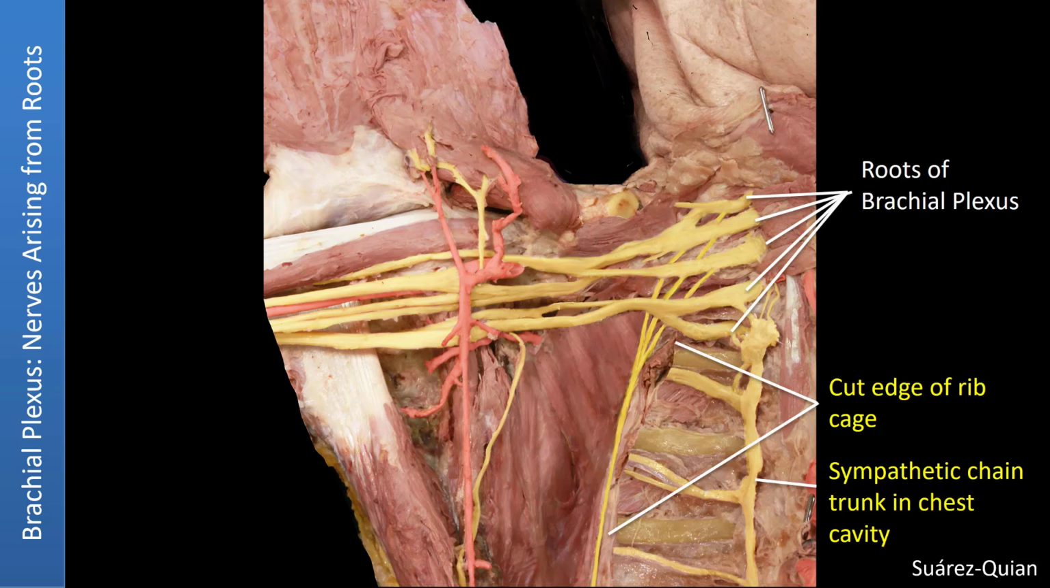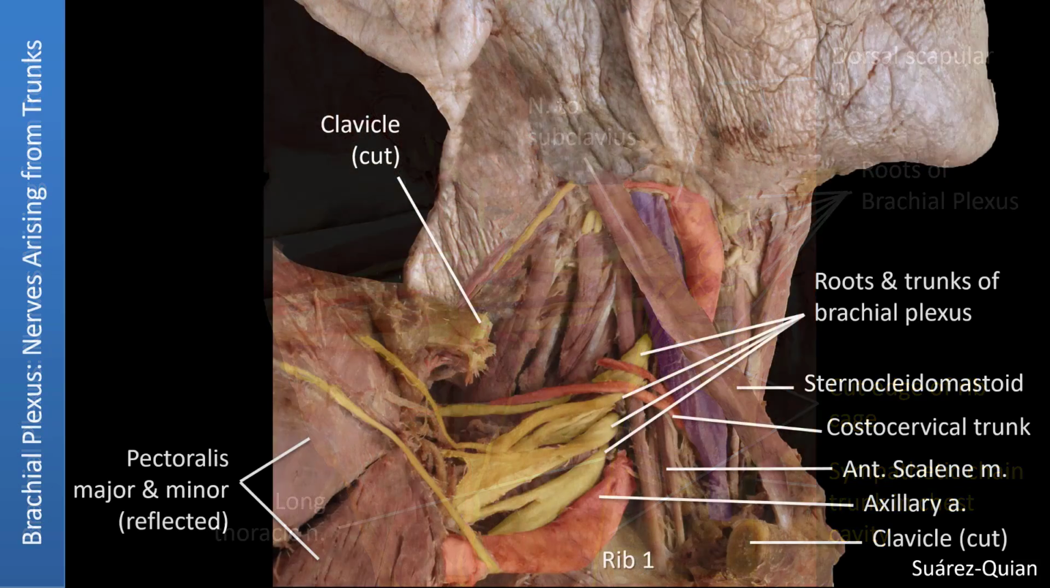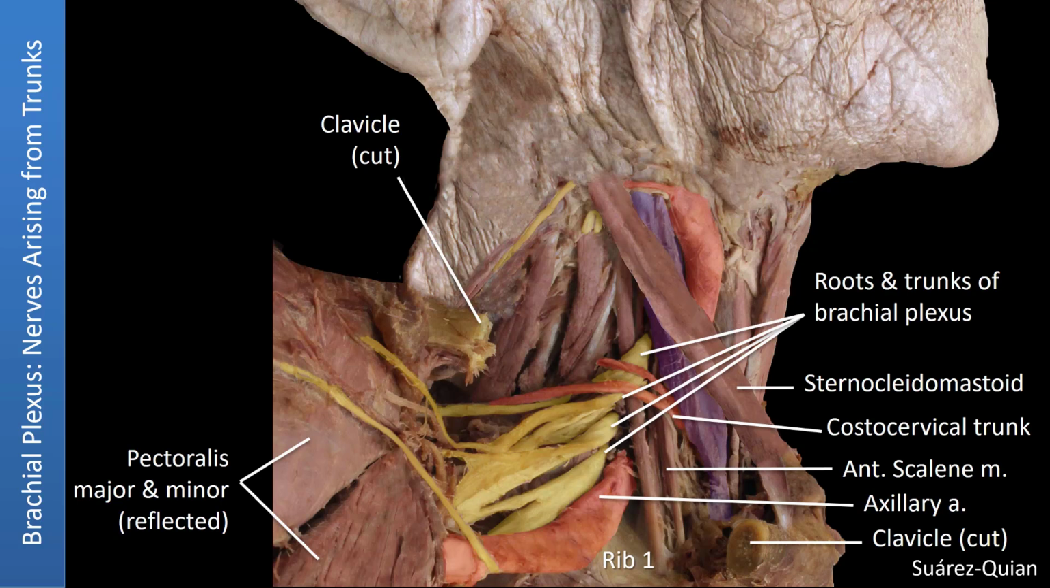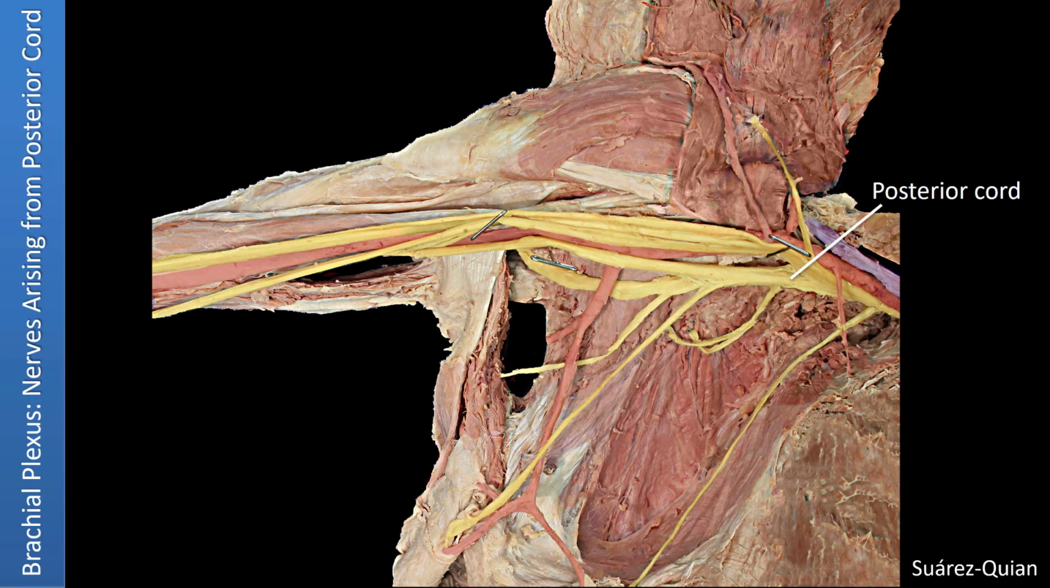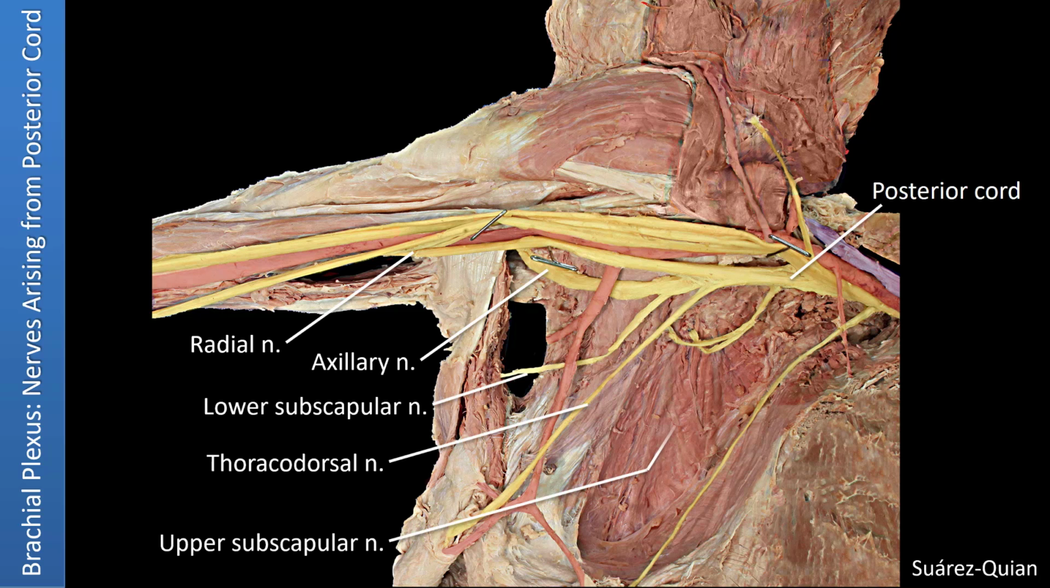We look at the terminal nerves that emerge from the roots, and there are three: the long thoracic nerve, the nerve to the subclavius, and the dorsal scapular nerve. From the trunks, we know there's only one nerve that exits, the suprascapular nerve. From the posterior cord, we again see the nerves that emerge: the radial, the axillary, the lower subscapular, the thoracodorsal, and the upper subscapular.